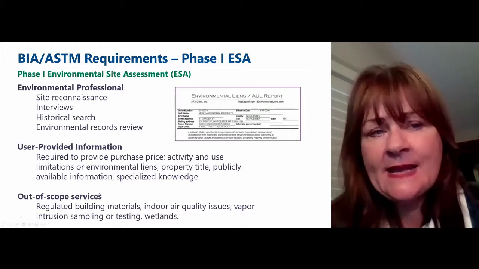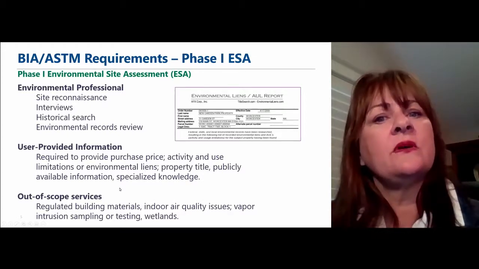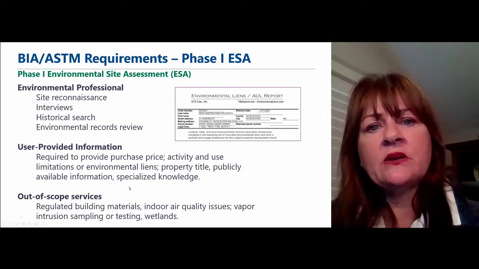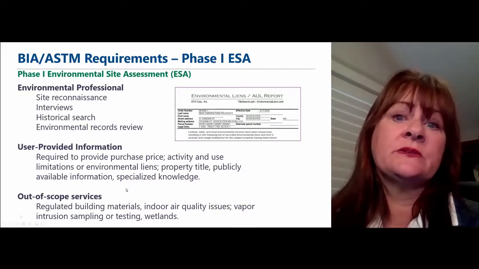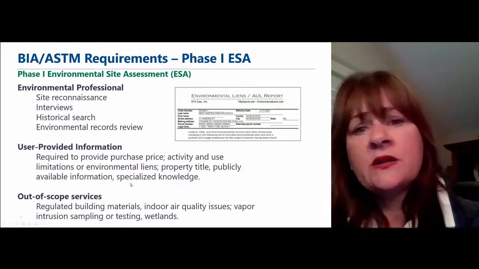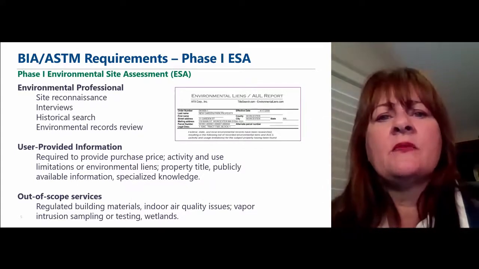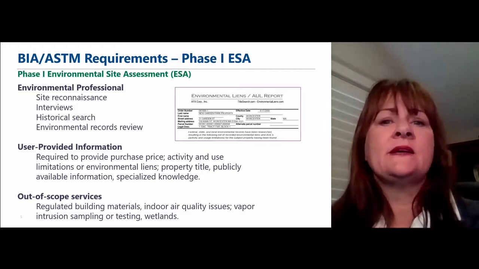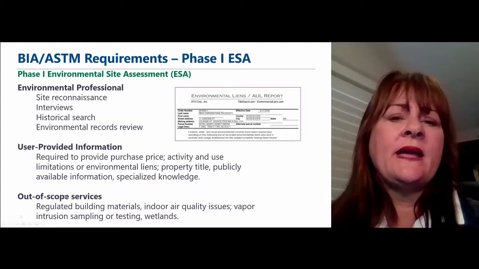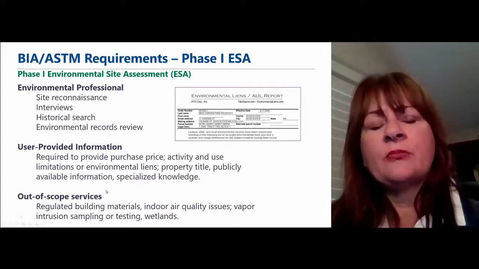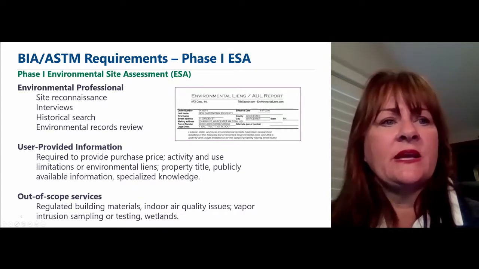There are some services that are not included in the environmental due diligence process through the Phase 1 ESA, but they are still things that the tribe would need to consider when moving through that fee to trust application. And those are things like regulated building materials, indoor air quality issues, wetlands, things like that that are not part of an ASTM standard, but they are things that the BIA might be looking for when they're looking at property through the fee to trust application.